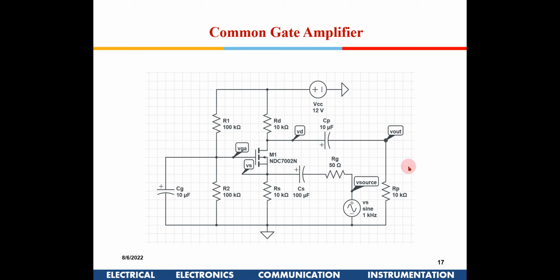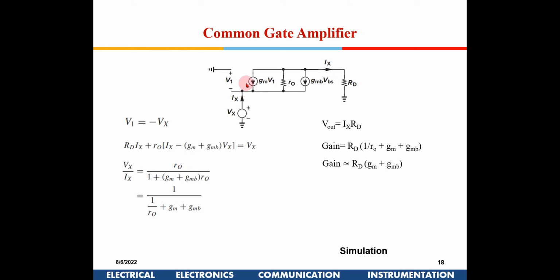Let's see what the advantages and disadvantages are. First of all, we try to find out Vx by Ix. What is the input resistance if you look into the source? Same equation: RD into Ix. This Vx is actually this voltage. It is R0. Same, right? You are trying to find out RD.